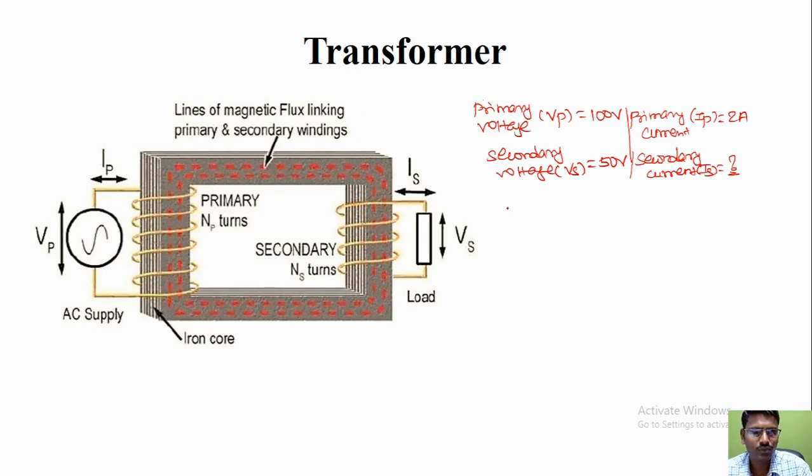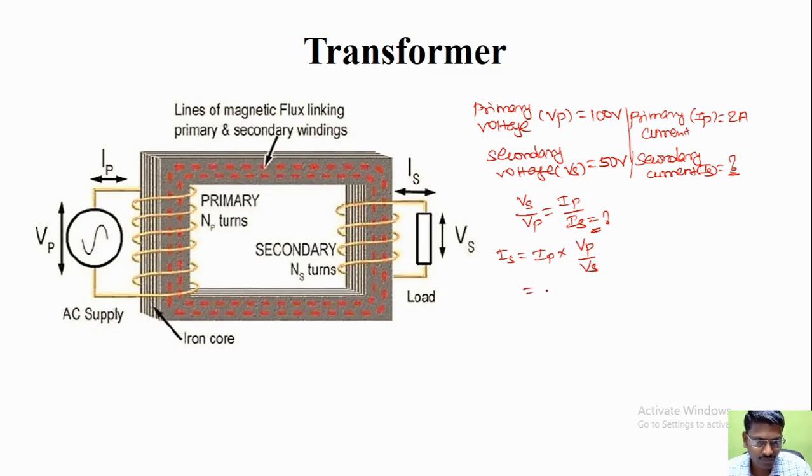So to find this, I am going to relate the voltage with current. I know the value of voltage, but I don't know the value of secondary current, but I know the value of primary current. So the expression is Vs divided by Vp is equal to Ip divided by Is, right? So I am going to rewrite this expression. So I will get Is is equal to Ip into Vp divided by Vs.